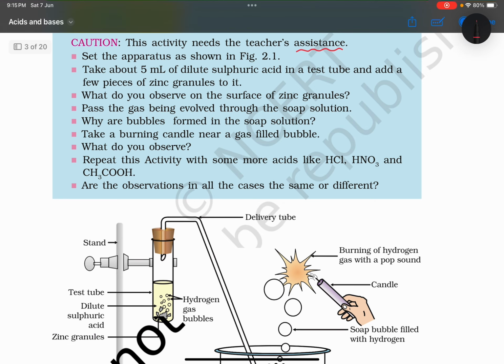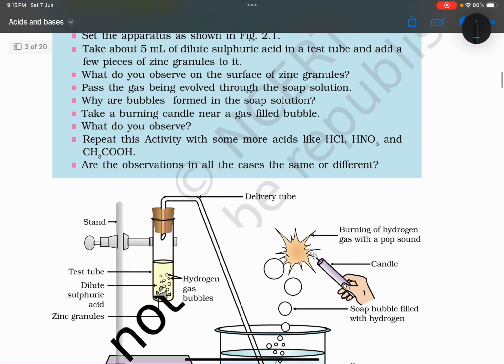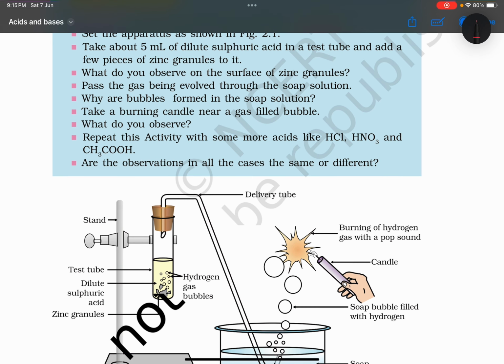See, the apparatus as shown in figure 2.1. Take about 5 ml of dilute sulfuric acid in a test tube and add a few pieces of zinc granules to it. See, this is the test tube, and dilute sulfuric acid and zinc granules are added here. So, this part you are seeing. What do you observe on the surface of zinc granules? From here, hydrogen gas is evolved.